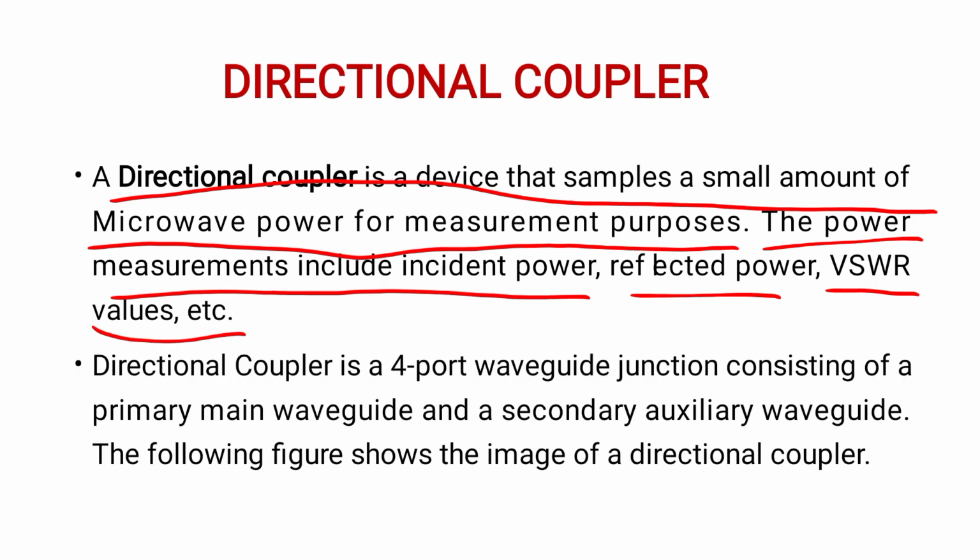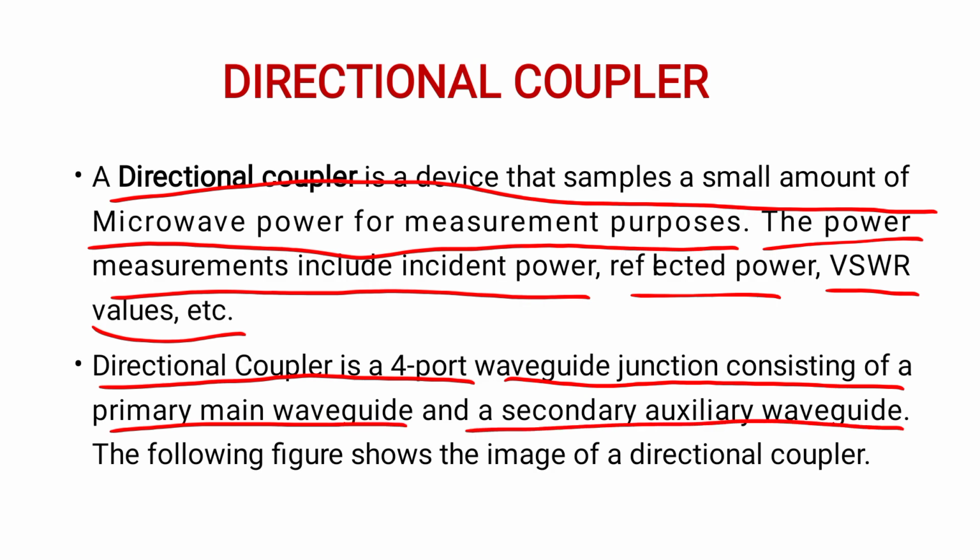Okay, and a directional coupler is a four-port waveguide junction consisting of a primary waveguide and a secondary auxiliary waveguide. You know, it is a four-port waveguide. It has a main waveguide and an auxiliary waveguide. The main waveguide has two ports, that is port 1 and port 2, and the auxiliary waveguide has two ports, that is port 3 and port 4.